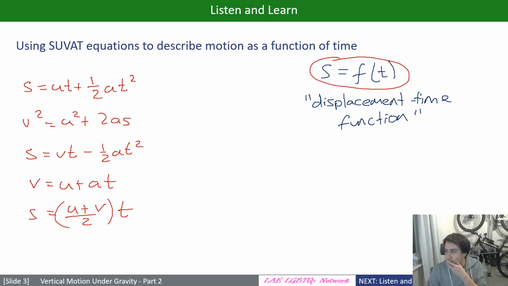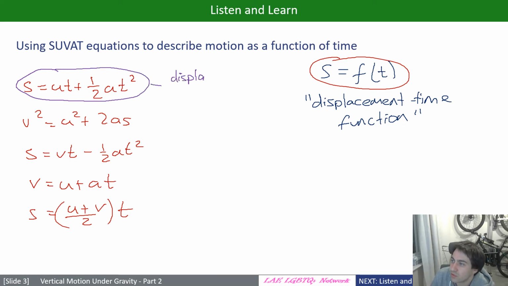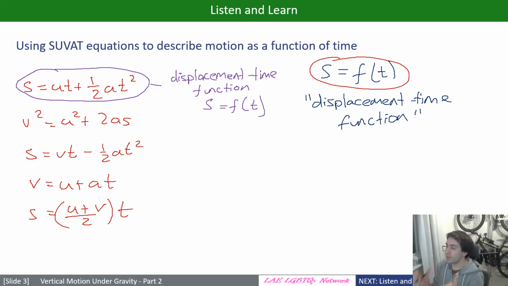Okay, so the first one is actually perfect for this, right? I would use this if I want to plot the displacement time function. That is to say, I want to plot displacement against time, and I want a mathematical expression that tells me what that is. And what you need to do is you need to know what the initial speed was, u. You need to find the acceleration. Perhaps it was given to you, or maybe you need to work it out. And then you'll write the function in that form. Right, s equals ut plus a half at squared.